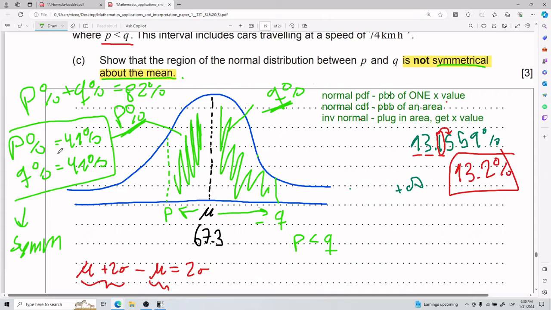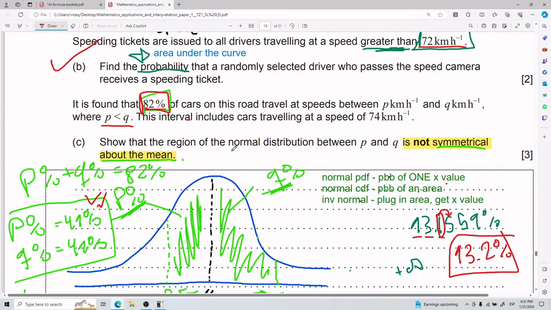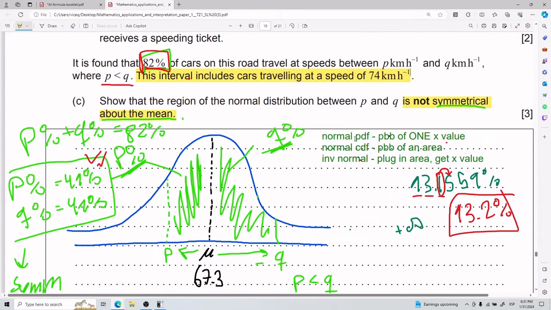See? So basically, if I find these percents of the areas under the curve from the mean to one of the edges, and they're not 41%, that is a way to prove that they're not symmetrical about the mean. If they are symmetrical about the mean, both of them should be equal. Both of them should be 41 because it's half of 82, which is the 82 that they give me. Aha, okay, now it's starting to make a little bit more sense. So what tool can I use? Well, they do tell me key information. This interval, the 82%, includes cars traveling at a speed of 74 kilometers per hour. Now, this 74, you guys, is it bigger or smaller than the mean?